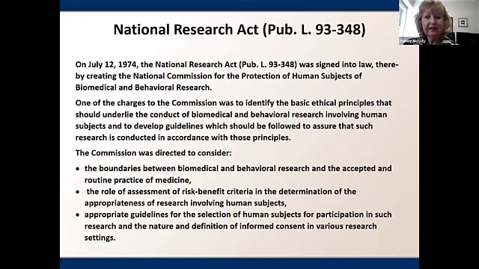So here is the National Research Act that created the federal regulations. You've got the slides so you can look at them at your leisure, but it was really a group of experts that was pulled together to make the standards of biomedical and behavioral research, looking at risk and benefit criteria and appropriate guidelines for participation in research and the elements of an informed consent.